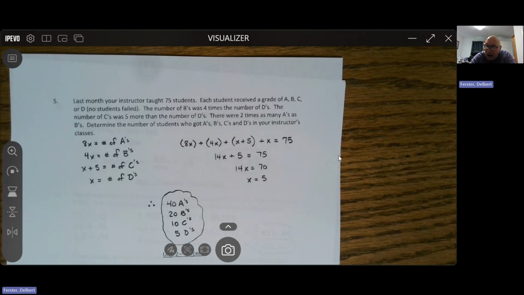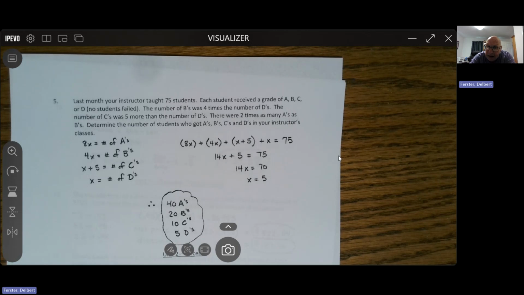Adding the X terms gets you 14X on combining terms, plus 5. Subtract 5 and you get 70. And unlike last time, we get a pretty clean divide again. 14 divides 70 five times. So X comes in at 5, and now we step back and use our setups to find out how many of each particular letter grade.